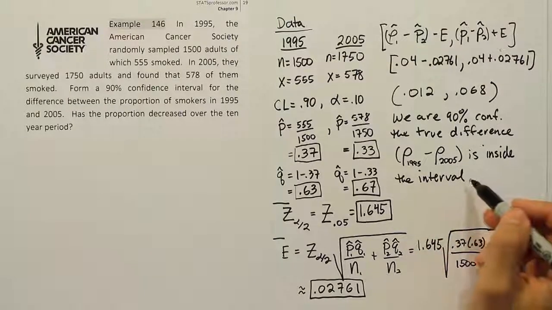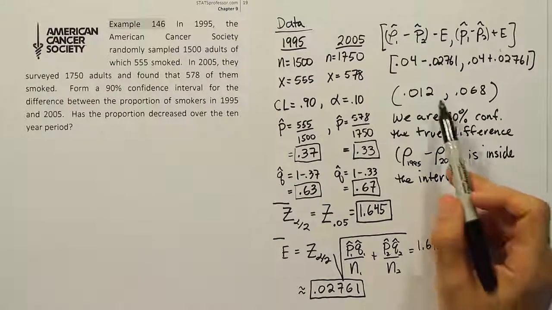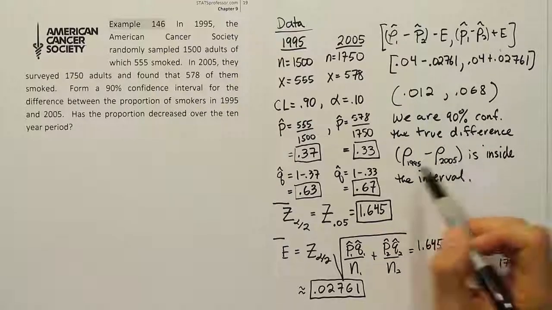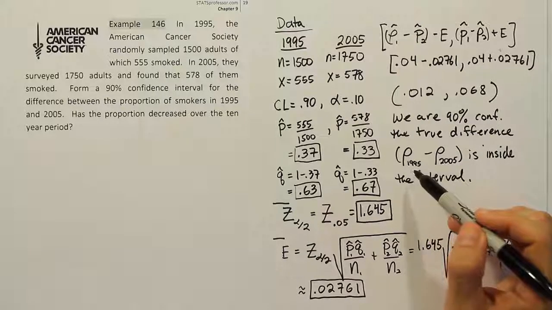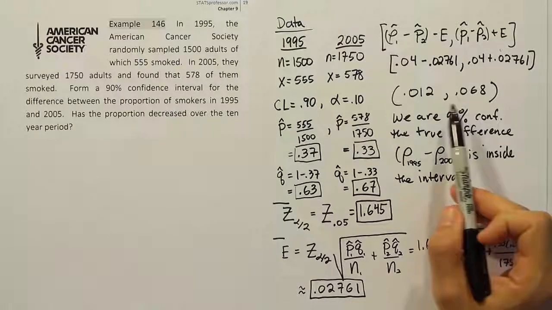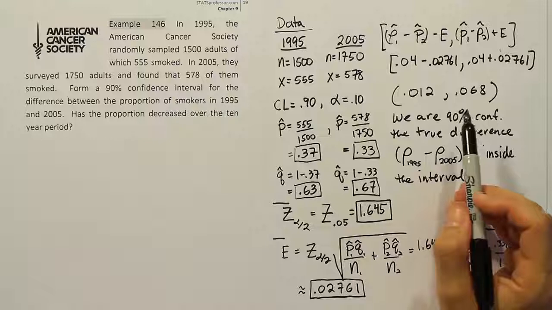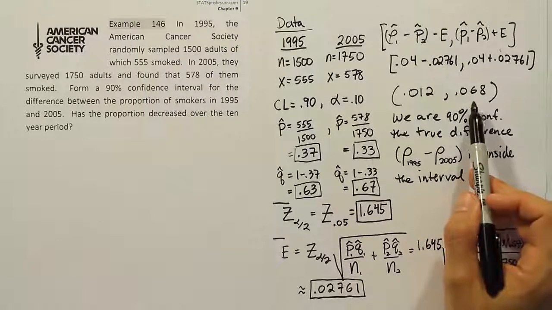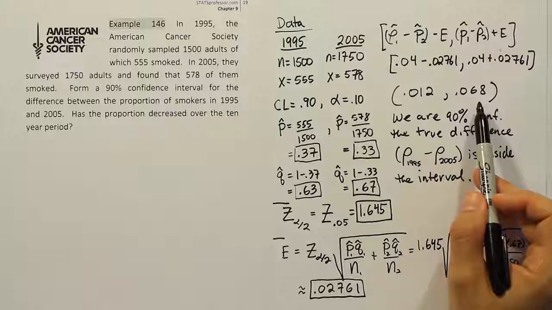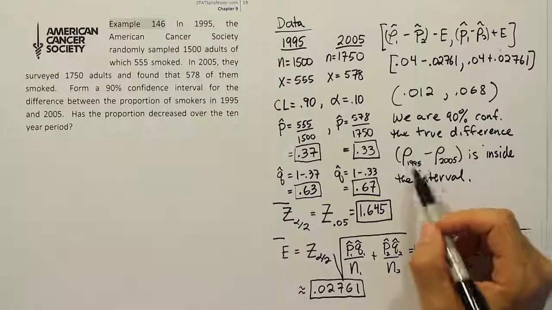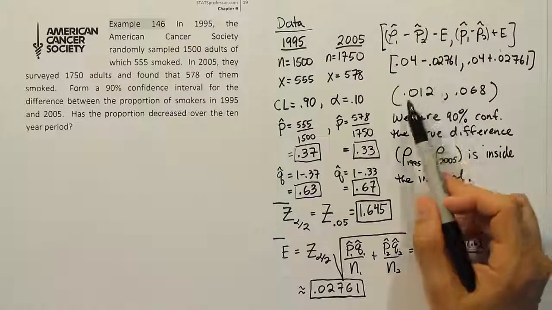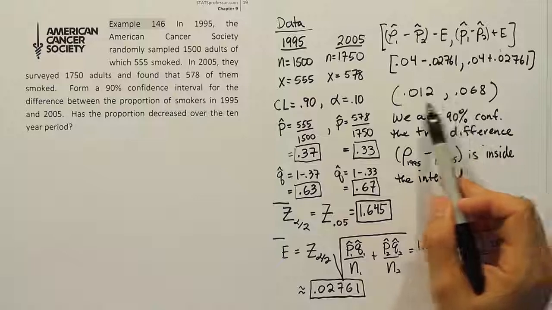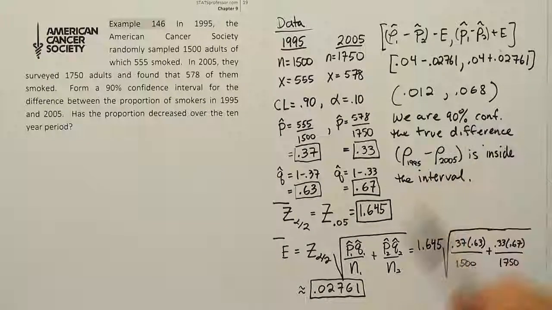One more thing that I want to make sure you understand is what this interval is supposed to contain. It contains the true difference. So we know 1995 had a higher proportion of smokers. The question might be, by how much was it higher? Well, this interval is giving us possible values for the difference. It could be as high as 6.8%, meaning 6.8% more people smoked in 95 than in 2005. Or it could be as small as a 1.2% difference, or some number in between those two. That's what the interval is basically telling us.